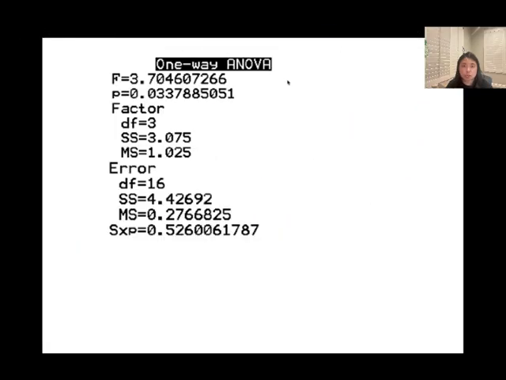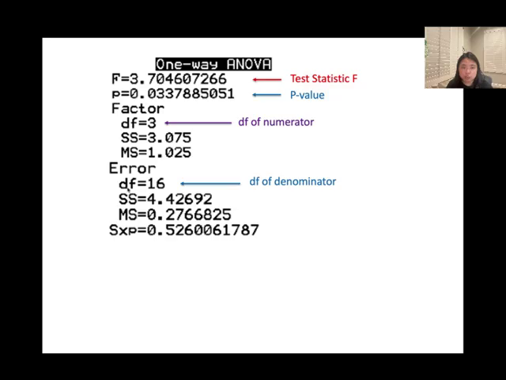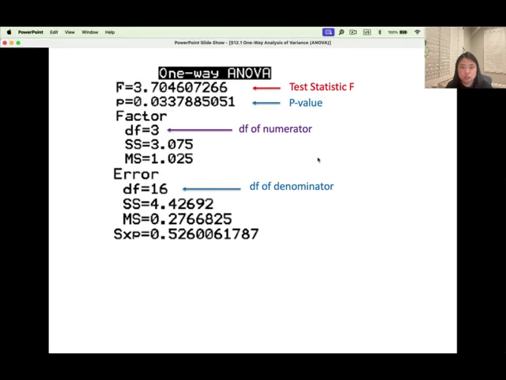Now let's look at the screen here. I just copied the picture from the calculator. This is going to be the test statistic, and the P here represents your p-value. Factor, degree of freedom, is the degree of freedom of the numerator, and this one is the degree of freedom of the denominator, under the Error. Under the Error, MS, this number represents the variance of the sample mean.